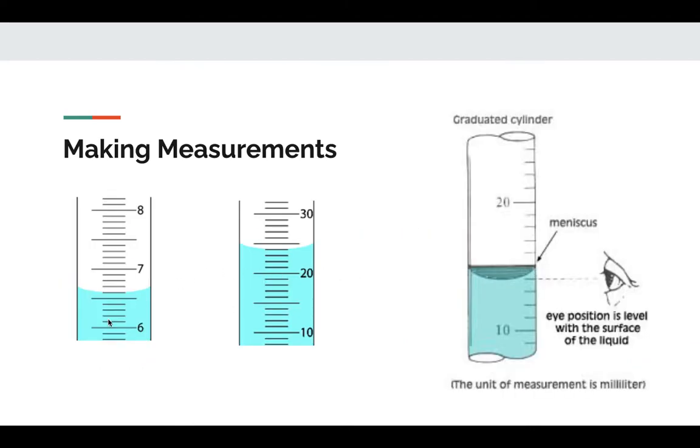So practice with these two. Try to figure out what these are both in milliliters, what this measurement is and what this measurement is. I'll give you a couple seconds. You can pause the video or whatever.